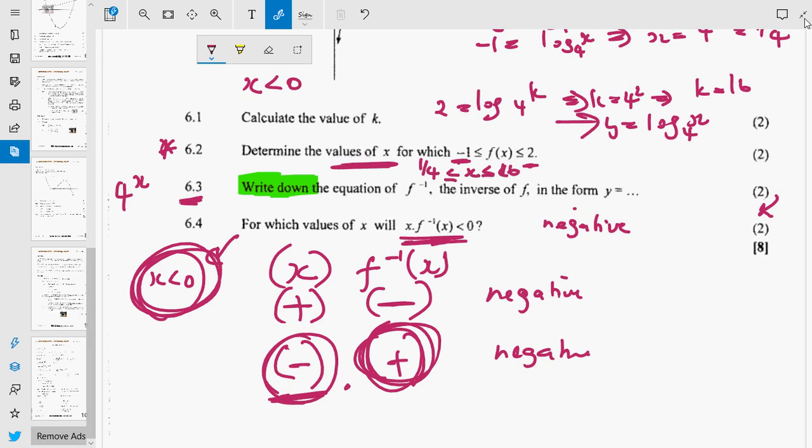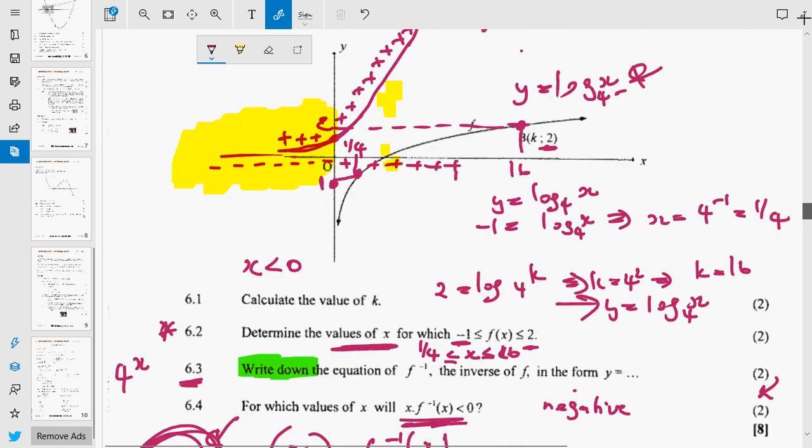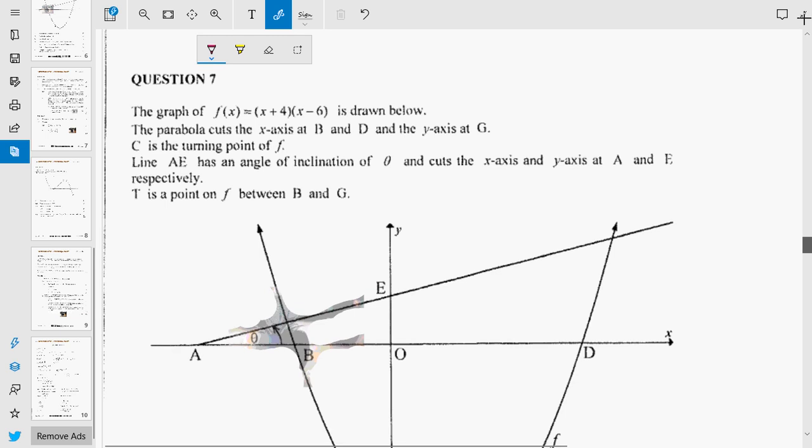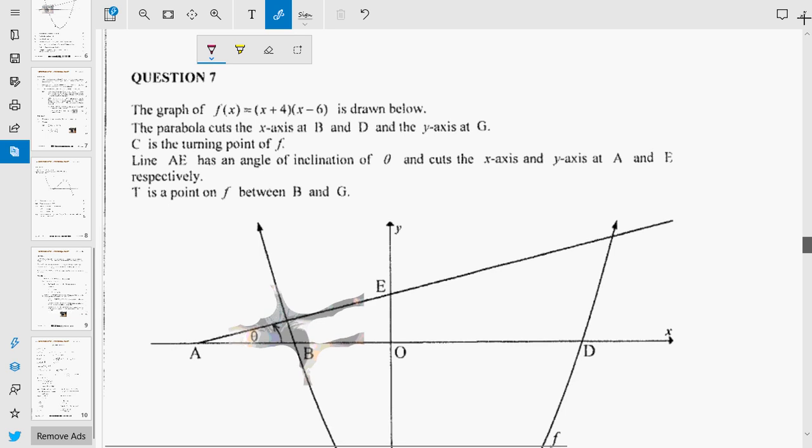Right, so let's move on to the next question. I think this was a beautiful question. I don't know about you, but it's quite an interesting question. And on to question 7.